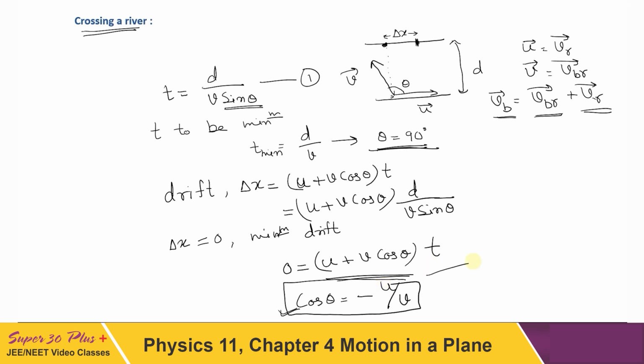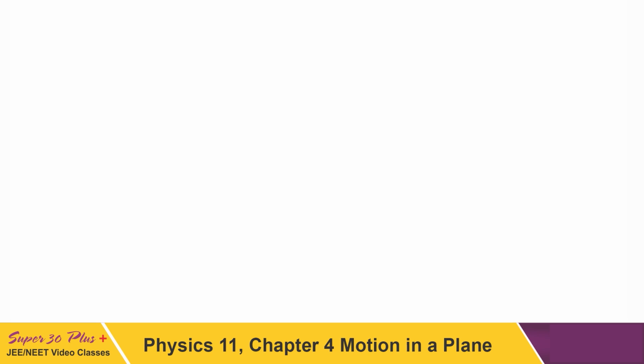For this corresponding value, time taken will be, as it has the value d upon v sin theta, so it can be written as d upon v under root 1 minus u square by v square. And on solving, this will be d upon root under v square minus u square. So if the distance travelled is minimum, this will be the time the swimmer or the boat takes to reach the opposite shore. Now, is it possible that u is more than v?